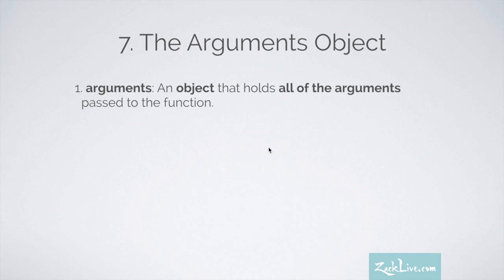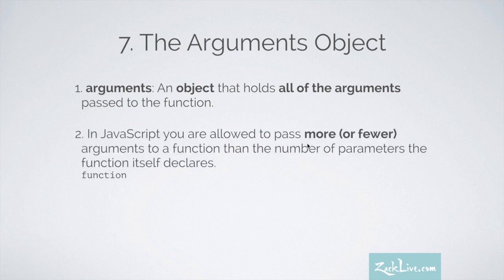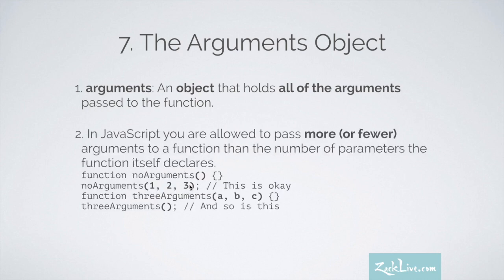There are some objects provided by JavaScript. We will take a look at some of them. The first one is arguments. Arguments is an object that holds all the arguments passed to a function. We have talked about this. JavaScript allows you to pass more or fewer arguments to a function than the number of parameters the function itself declares. Look at the example here.